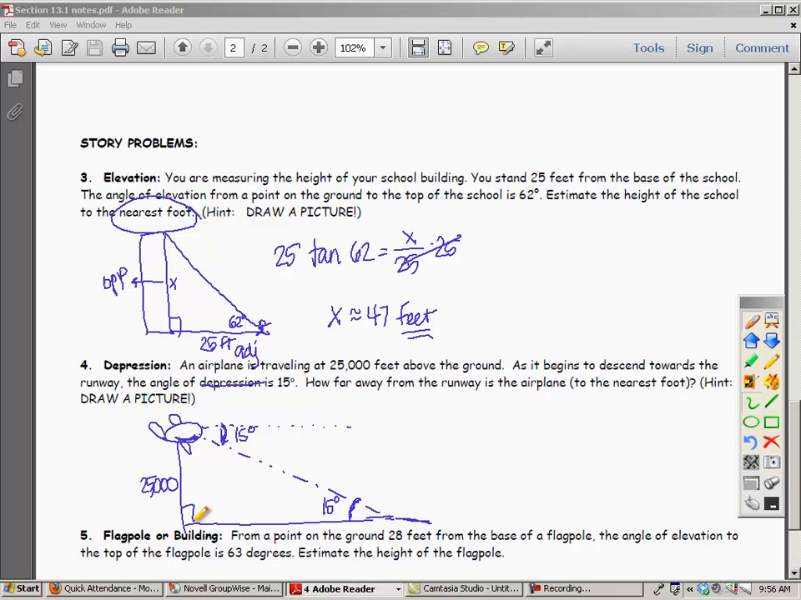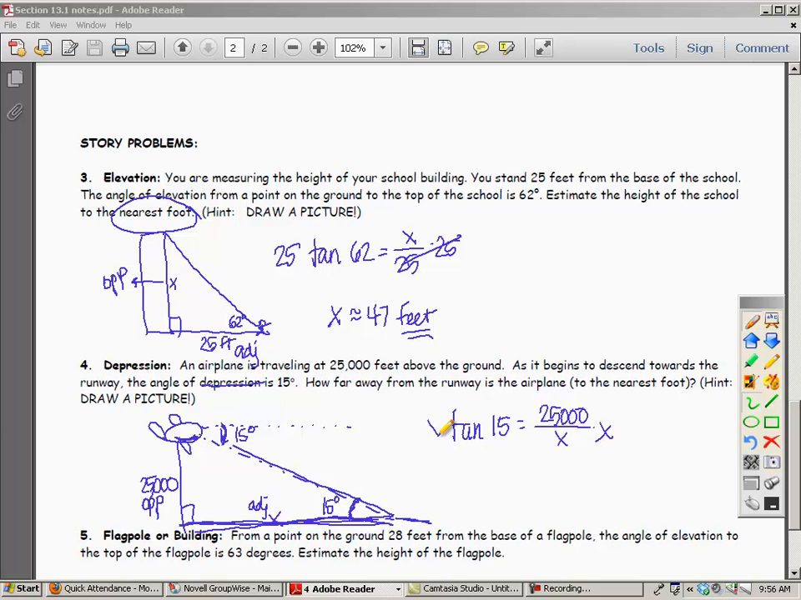So now let's make my triangle. It's a right triangle. I want to know how far away from the runway. That's the distance here. How far distance away from the runway is it? Not how far does the plane have to go. It's not this distance. It's the distance right down here. How far away from the runway? Well, let's talk about sides. Here's my angle. So the 25,000 is the opposite. The x is my adjacent. So we just said opposite and adjacent was a tangent. So the tangent of 15 is the opposite, 25,000, divided by x.